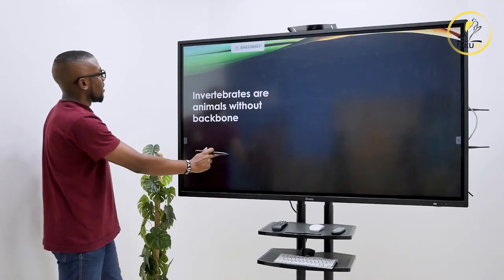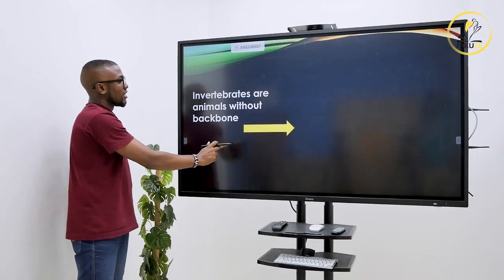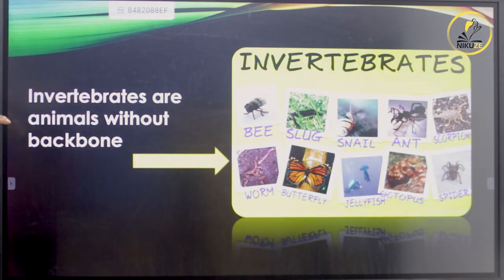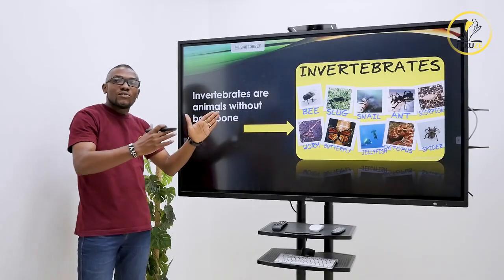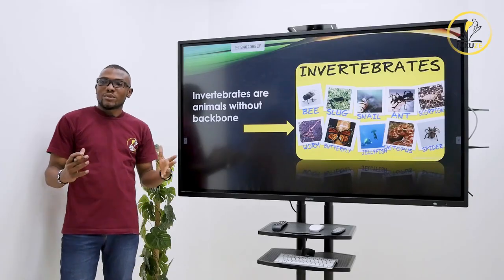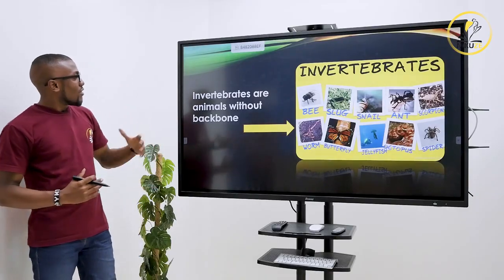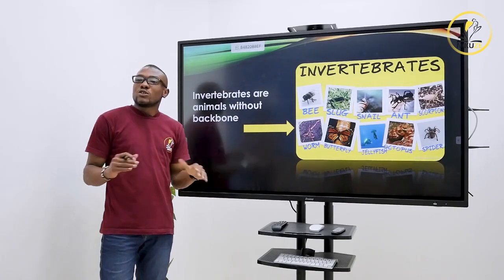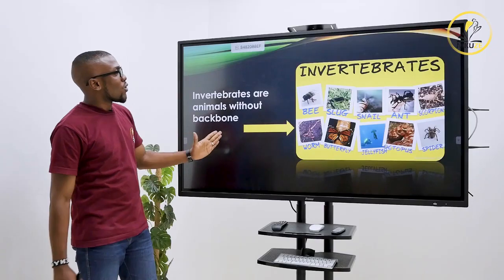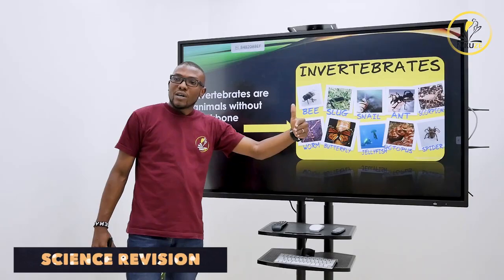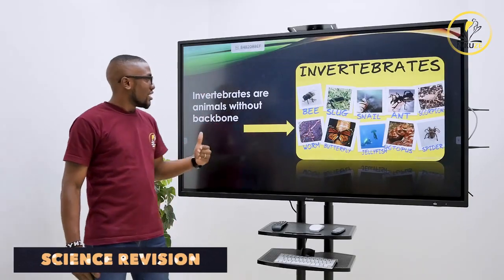Before we go to the mammals, let me just explain the invertebrates. Invertebrates are animals without a backbone. We are going to look at this further as we proceed, but it's good you know these two classifications, the vertebrates and the invertebrates. Vertebrates are those with a backbone, and we saw them. Then there are those that don't have a backbone at all. Those are what we call the invertebrates. You can see the examples, but as we proceed with this topic, we are going to look at it further.